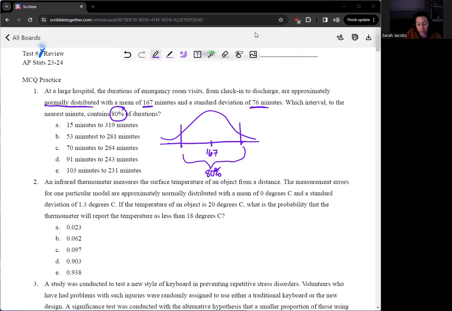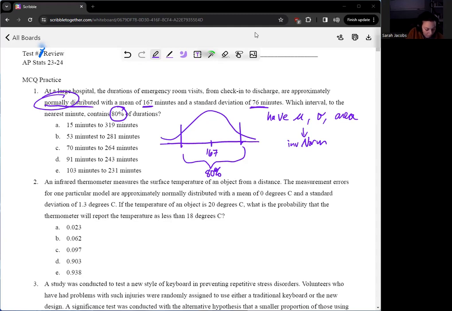What we are going to use here is normal CDF. But actually, we're going to use inverse norm. So because it's normal, and because we have a mean and standard deviation, and we want an area, we have the mean, we have the sigma, and we have the area. This is a good clue to use inverse norm.